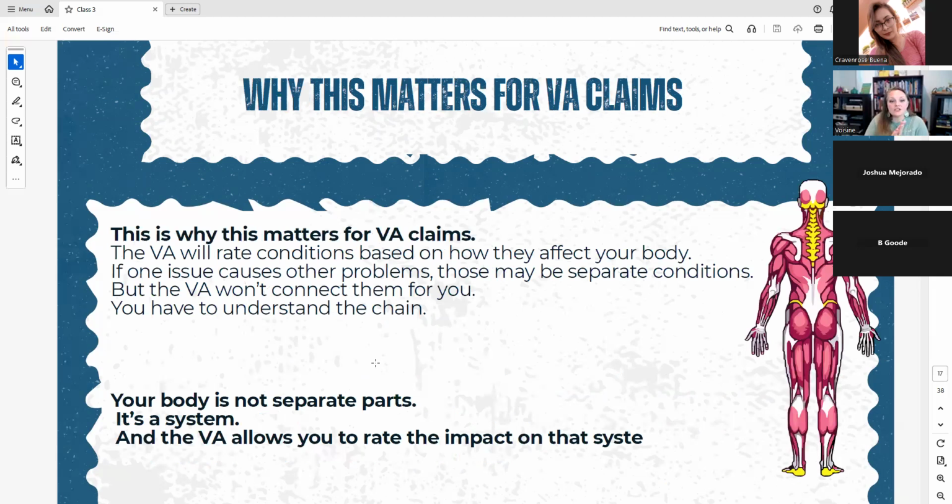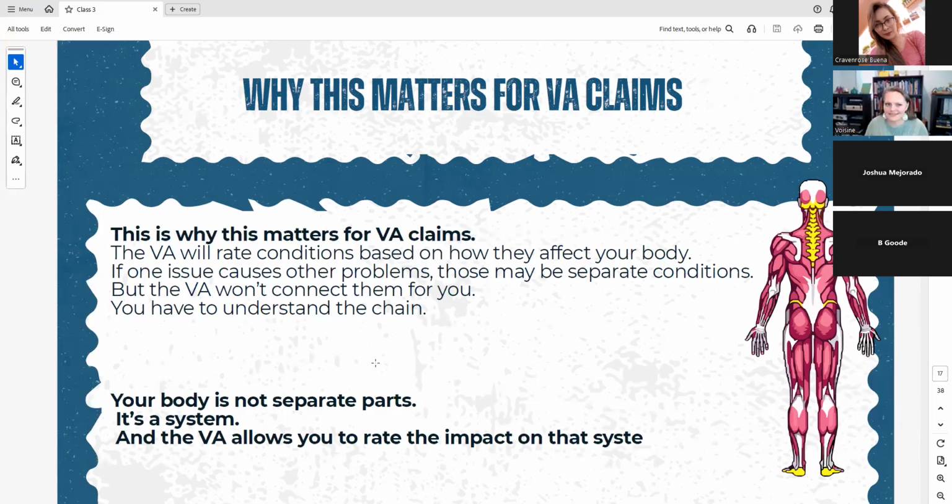So whenever the VA rates a condition, it's based on how the body is affected. It's not just one, it's not separate. And a lot of times the other thing is people will say, I have a client right now and he's like, yes, I have a rating for my lower back. And I tried to put in for migraines, but I wasn't seen while on active duty, but I tried to do direct service.